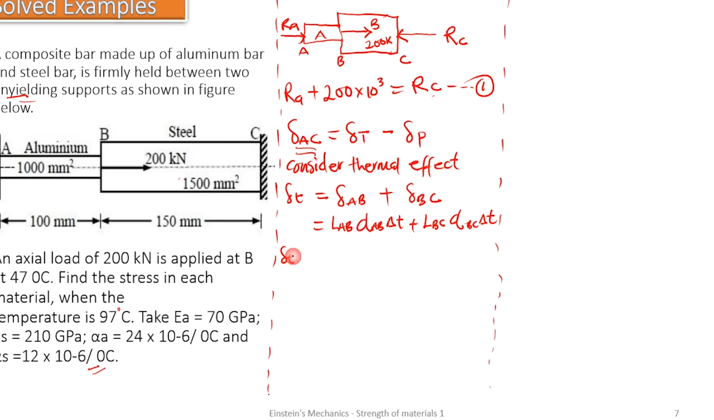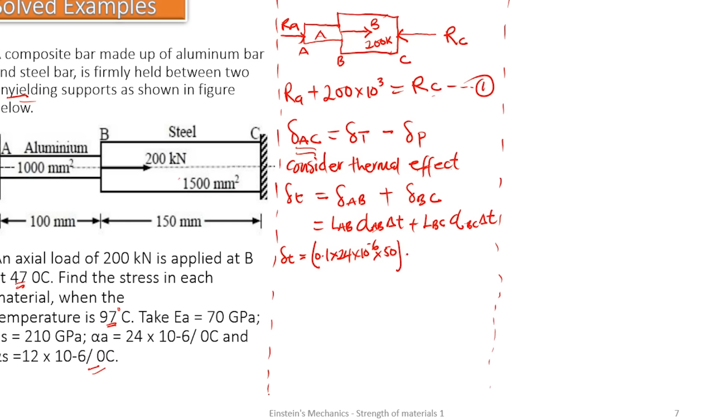So we can bring back our value. So the total deflection by temperature is going, what is the length of AB from the question? 100 millimeter, which is 0.1 meters, times the expansion constant alpha of AB, which is aluminium, 24. So we're going to get 24 to the power negative 6. What is the temperature change? The temperature change is going to be 97 minus 47, which is going to give us what? 50. So 50. That's the temperature change.